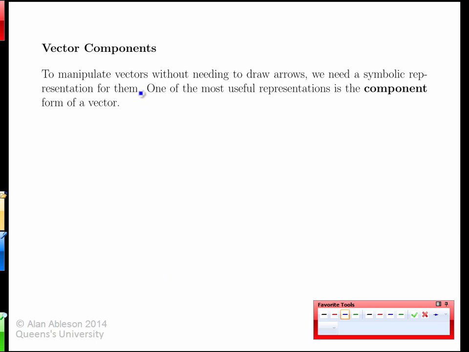Now, as with functions, graphs are great. They help us understand things in a different way than formulas do, but we also need to have a way to manipulate vectors from a calculation perspective without having to go to a graph or sketches of the arrows. The way we're going to look at vectors in most of our work is going to be a component perspective.